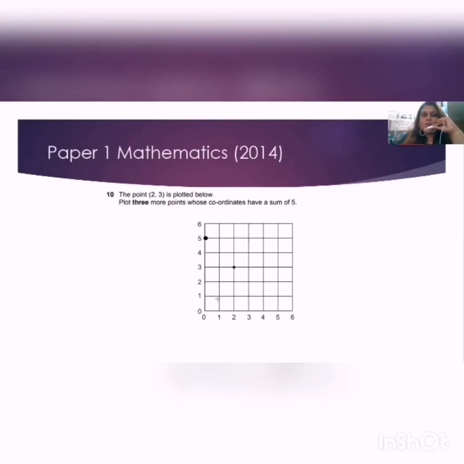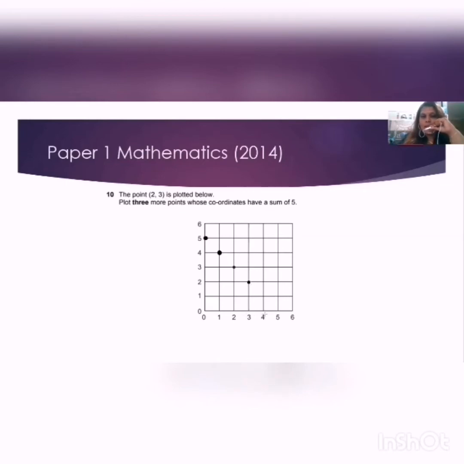How about the next one? 1 and 4. So when you add 1 and 4, you'll get a sum of 5 as well. And then 2 and 3, they already plotted it here. And next go to the third one, which is 3 and 2. 3 on the x-axis and 2 on the y-axis. So when we add both of them together, we'll get a sum of 5.